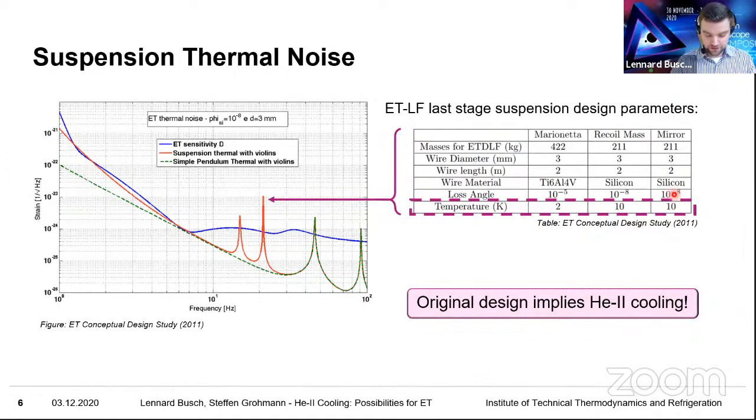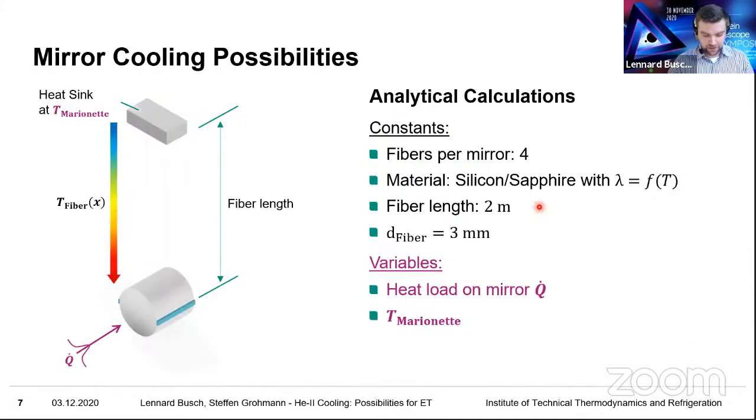All right, so our first look at this issue was, if we can manage to get the marionette down to 2 Kelvin using helium-2, what mirror temperatures would we then end up with? And in order to do that, we started with analytical calculations, and to visualize what we did better for you, I enclosed the model on the left side, a little bit of a simpler model there for you. Again, we have the marionette, mirror with the ears, and in between the suspension fibers, which is going to be the focus for a little bit.